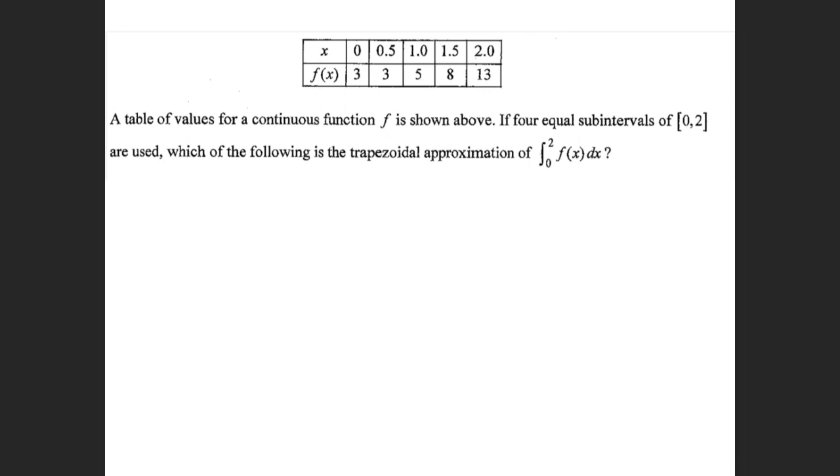So if I was going to do this problem, again, I'm a very visual person, so I would sketch it out. So this is 0, 3. So this point's at 3, and then I have 1/2, and that's at 3 also. Then at 1, it's at 5. At 3/2, it's at 8. And at 2, it's at 13.